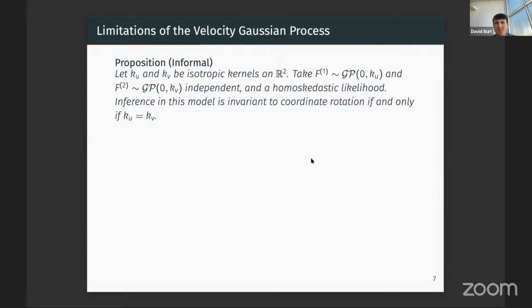Okay, another property of this model, which seems undesirable, is that it depends on reference frame. In particular, if you take isotropic kernels and then do something like maximum likelihood over kernel parameters separately, you end up with a model that depends on reference frame. So in particular, inference in the model is invariant to coordinate rotation if and only if the two kernels are equal. And so you can't expect that to be preserved if you do maximum likelihood separately over kernel parameters.